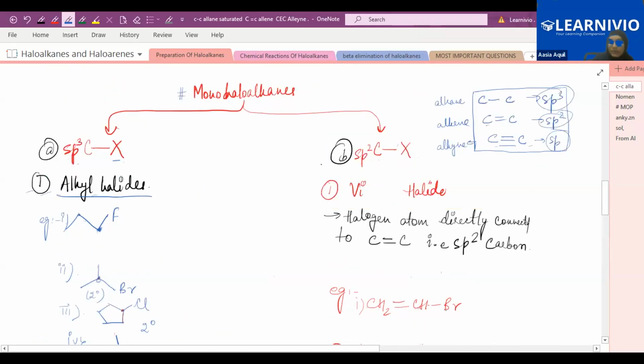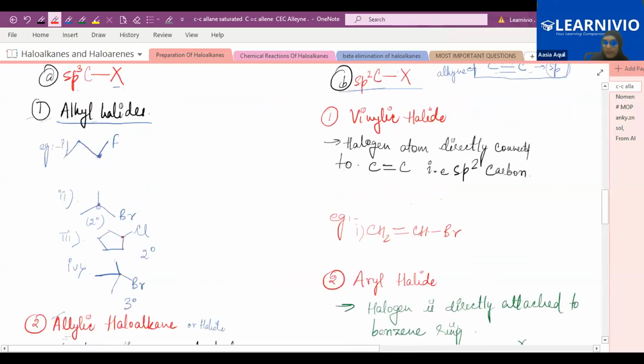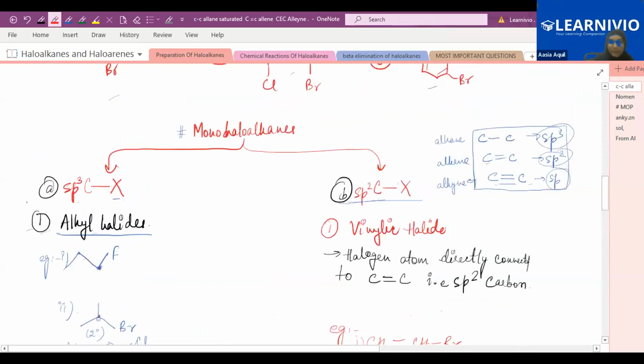Now the second type is monohaloalkane where the halogen group is attached to an sp2 hybridized carbon, meaning you will see a carbon-carbon double bond. On that basis, there are two types of halide. First is vinylic halide, and the second is aryl halide.